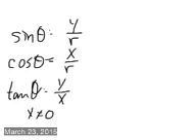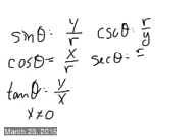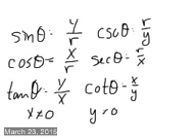Okay? Now, as far as the other ones go, what do you think cosecant is? R over y. What do you think the secant is? R over x. And the cotangent? X over y, as long as y is not equal to 0.